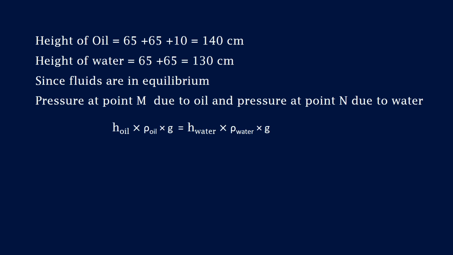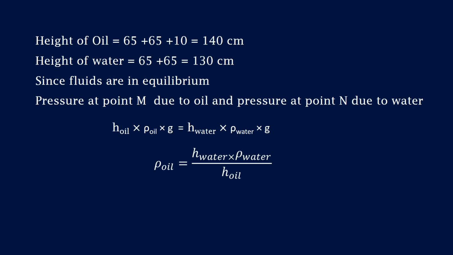Simplifying the equation, we get density of oil equal to height of water into density of water divided by height of oil. On substituting the values and simplifying them, we get 928 kg per meter cube.